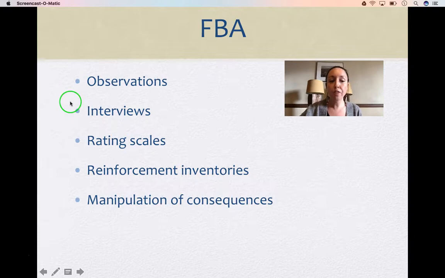Interviews with people that the individual interacts with. This could be teachers, parents, other caregivers or family members. There are various rating scales out there to help augment this and make it a very helpful assessment approach. Reinforcement inventory. This is done with the individual.